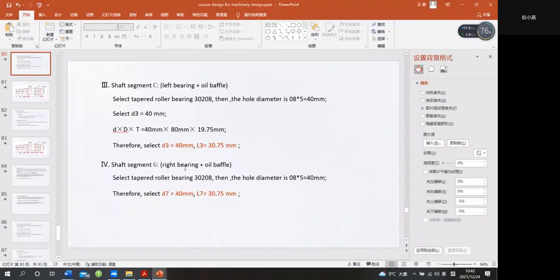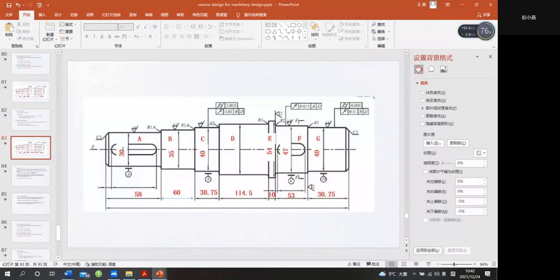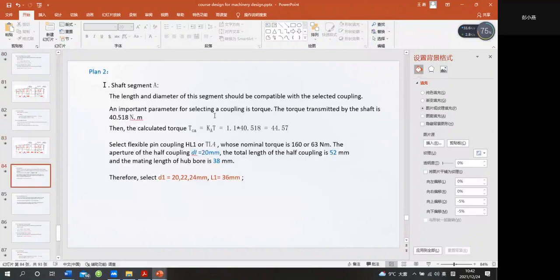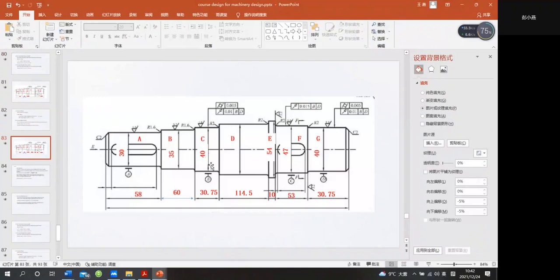For example, when you do the shaft design, you can select different coupling type. If you choose different coupling type, the diameter is different, and you can choose different bearing type. You can choose 7 series, okay? So the diameter and the width may be different too, okay? May be different from this.